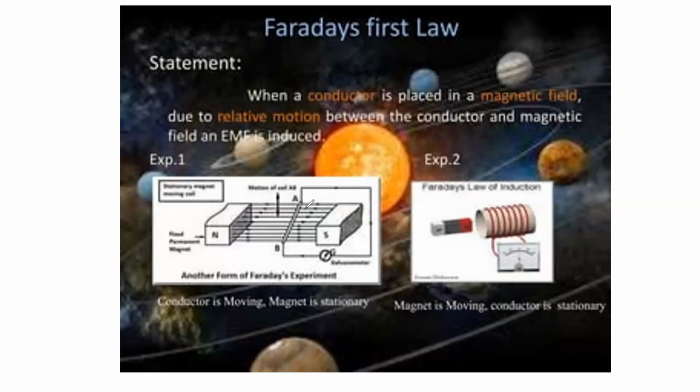Conductor is moving, magnet is stationary. In this diagram the conductor rotates because of the relative motion. And here the magnet is rotating, and the conductor stays in the same place, stationary. So this is Faraday's law. These are the formulas we use for machines: how the machine rotates, how the EMF is produced, how it generates the voltage. Everything comes from this law. Hope you understood this, and we go for the next one.